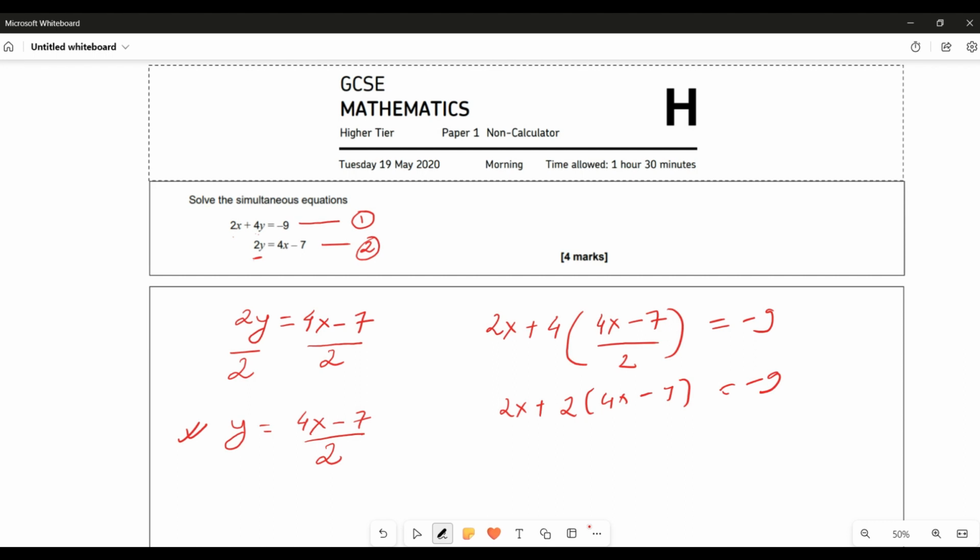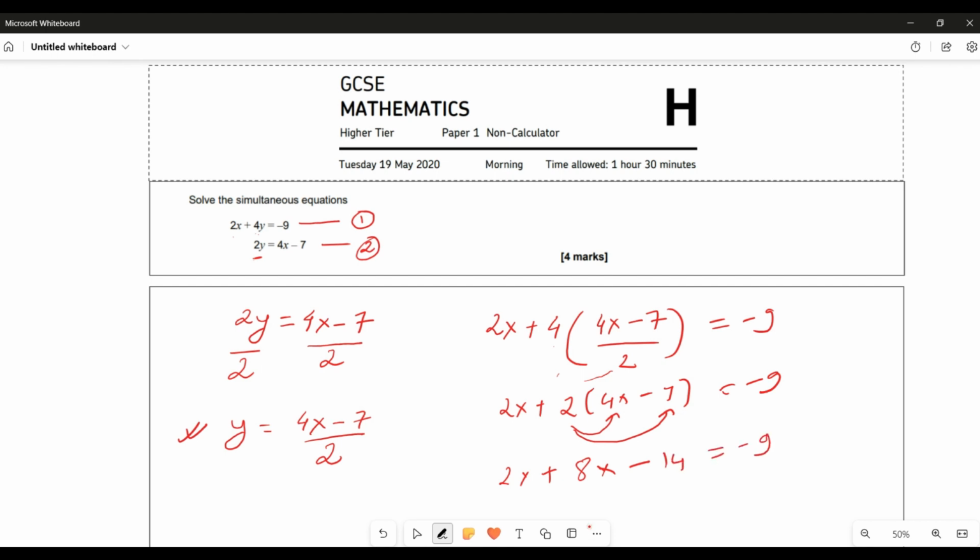Now how does it become 2? Because this is 4 and this is 2, you take this out of the bracket: 4 divided by 2, you are left with 2. Next step, you have to expand the single bracket in algebra. It's this times this and this times this. So you are left with 2x plus 8x, take away 2 times 7, which is 14, equals negative 9.